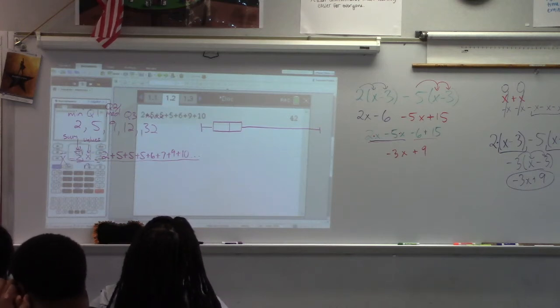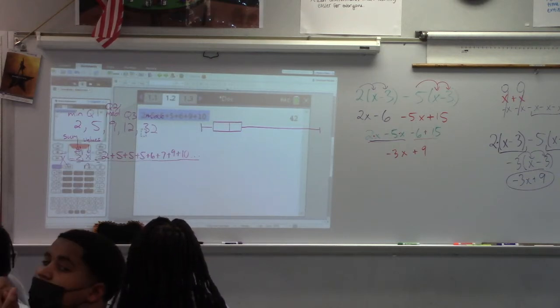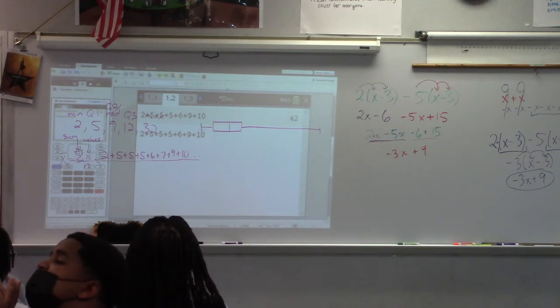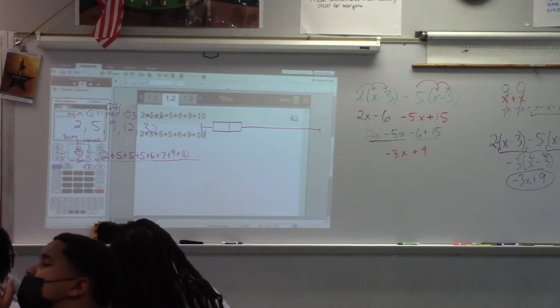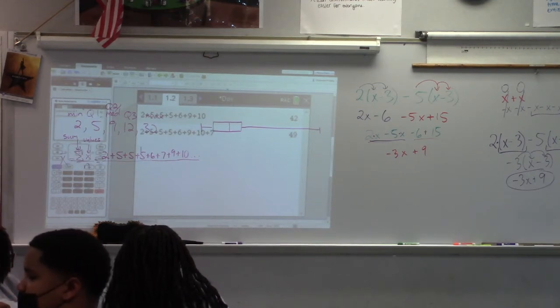If I hit the up arrow, do you see how it highlighted that entire expression? Do you see that, Kyla? Because you're looking at me, not up there. See how it's highlighted that entire numerical expression? If I now hit enter, it brings the whole thing down so that I can now add 7 and add that number in. So if you realize you made a mistake, be aware of that.